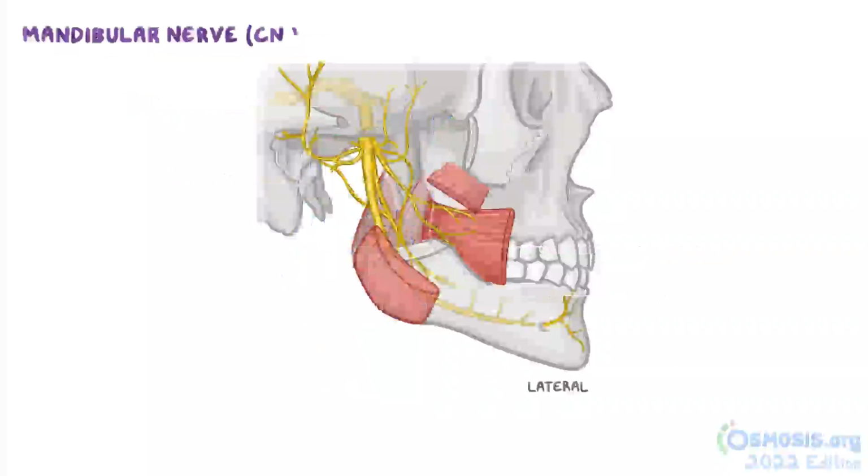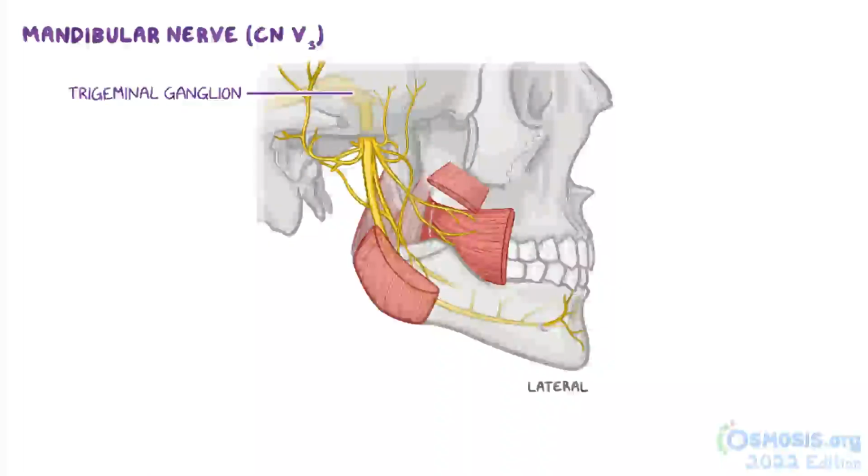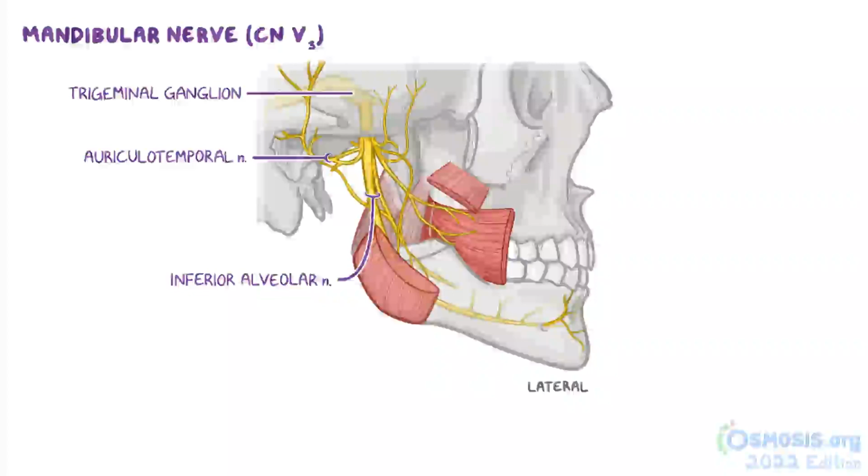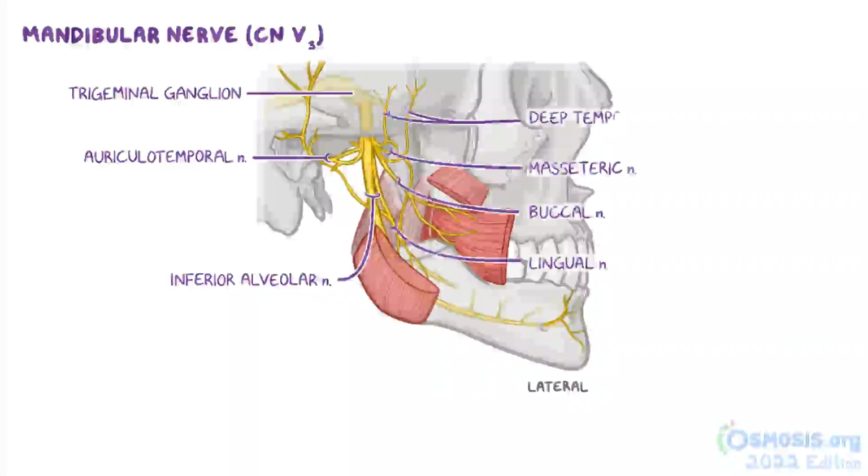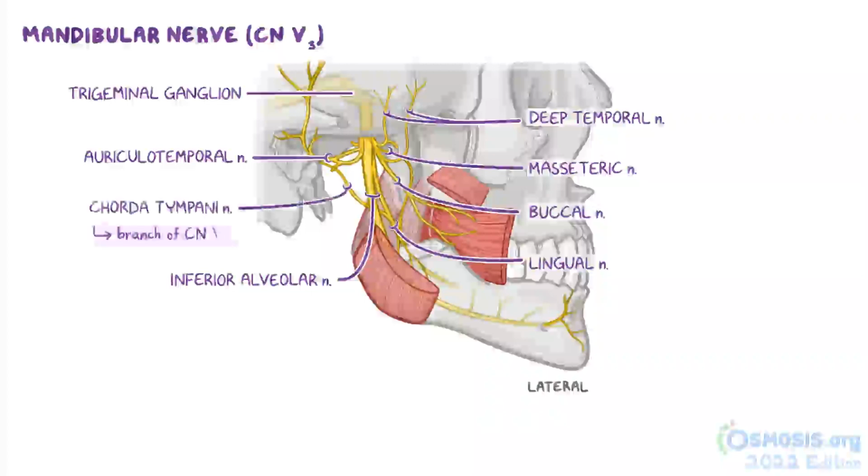The mandibular nerve arises from the trigeminal ganglion in the middle cranial fossa, and once in the infratemporal fossa, it splits into 6 main branches: the inferior alveolar nerve, the auriculotemporal nerve, the lingual nerve, the buccal nerve, the masseteric nerve, and the deep temporal nerve. Finally, the infratemporal fossa is also home to the chorda tympani nerve, which is actually a branch of cranial nerve 7.